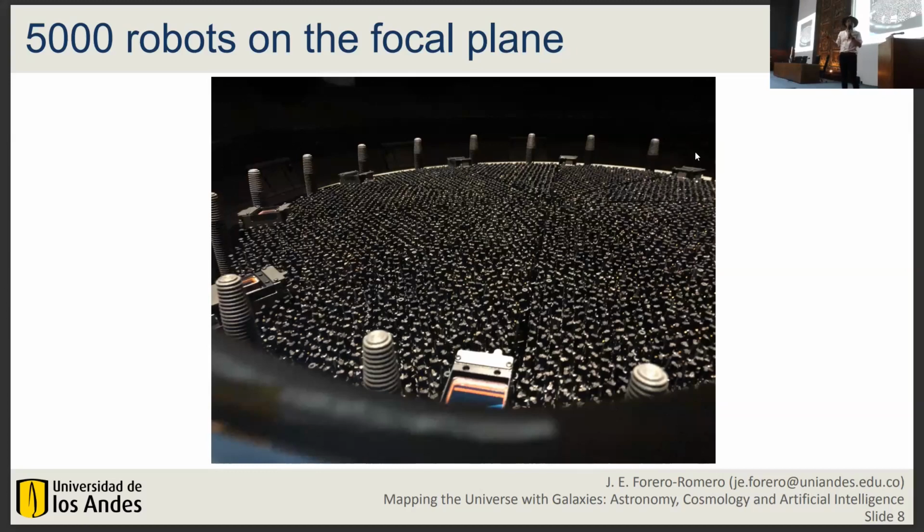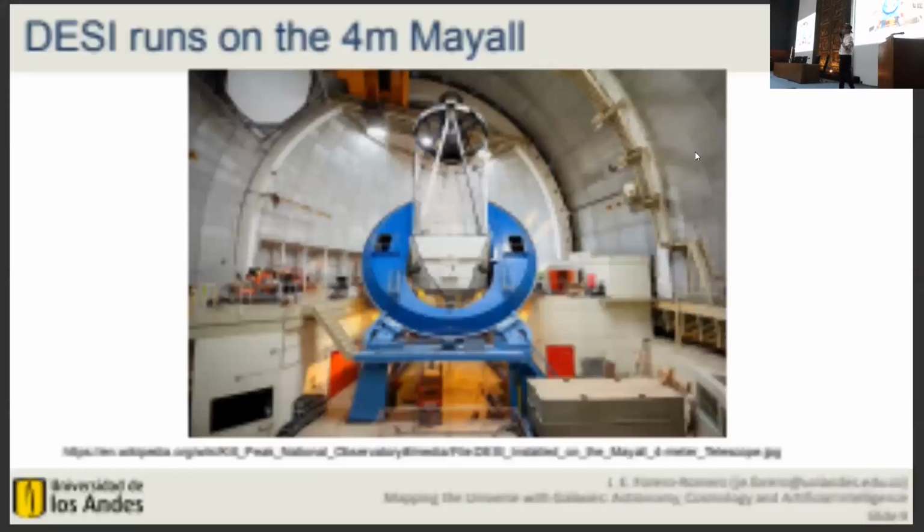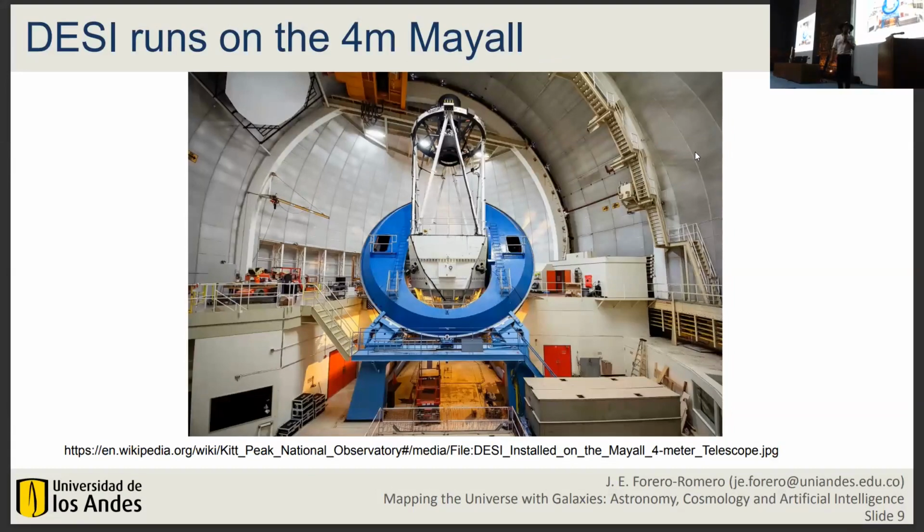So no humans involved in plugging fibers. So robots, the first key. The second key is having a larger telescope. This is a larger telescope than the one used for SDSS. This is a 4-meter class telescope. This is the Mayall telescope in Kitt Peak in Arizona. So of course, if you have a larger telescope, you have shorter integration times and you can go deeper.